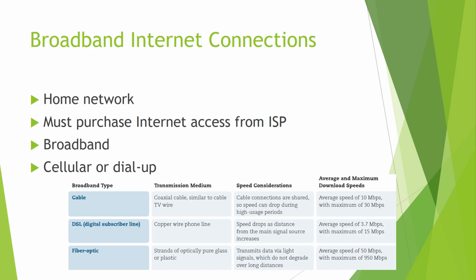Next option, which is nowhere near as good, is your DSL, your digital subscriber line. This is a copper wire phone line, so you're actually talking over a phone line. The big problem here is that speeds drop as the distance from the main signal source increases. If you're really close to where your phone line is going, it's fine. But as you get out in the middle of nowhere, your speeds are going to drop drastically. That is something to think about. Here, the average speed is only 3.7 megabits per second with a max of 15. So that is a lot lower.